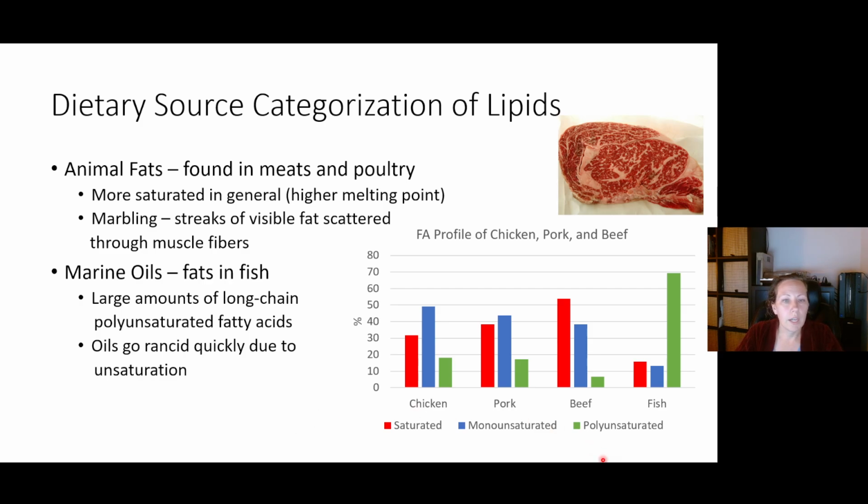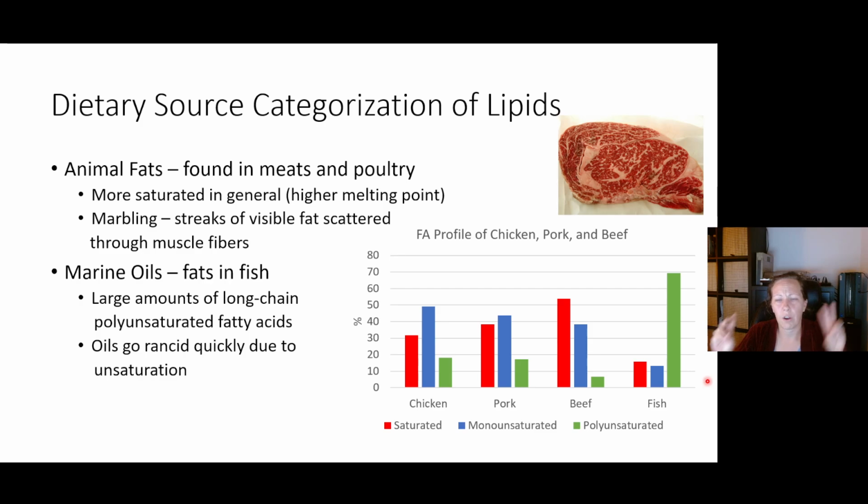Now, I did want to show here what I was talking about with beef being more saturated. You can see that here. This is percent of all the fatty acids, how much is saturated, monounsaturated, polyunsaturated. So chicken tends to be more polyunsaturated than pork or beef, and more unsaturated in general than pork or beef. And beef tends to be more saturated than either of the other two. And then fish is in its whole different world.